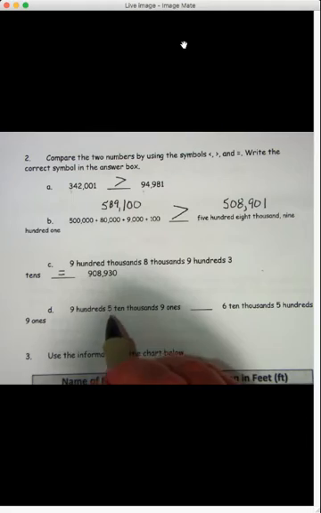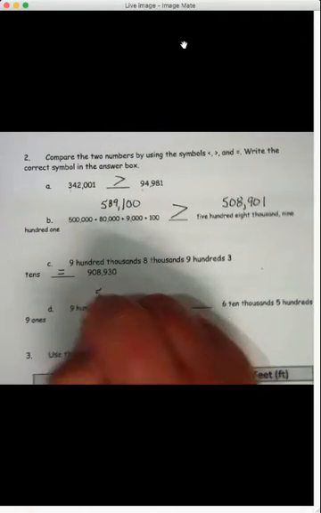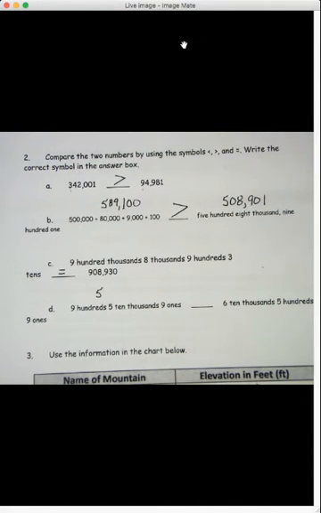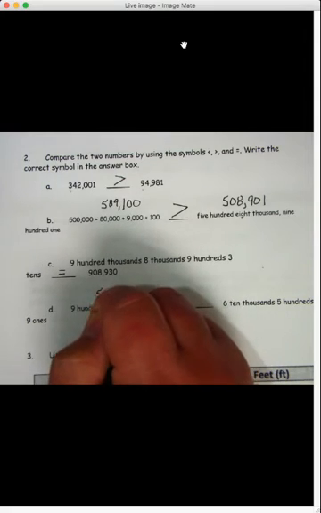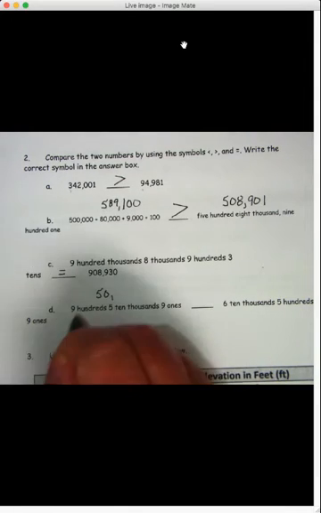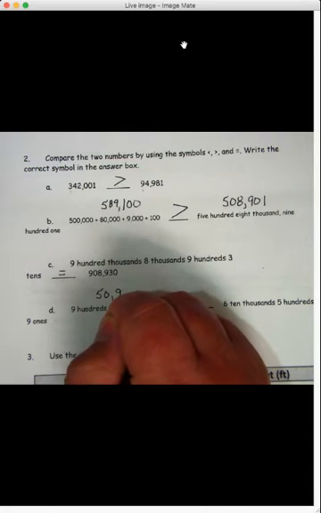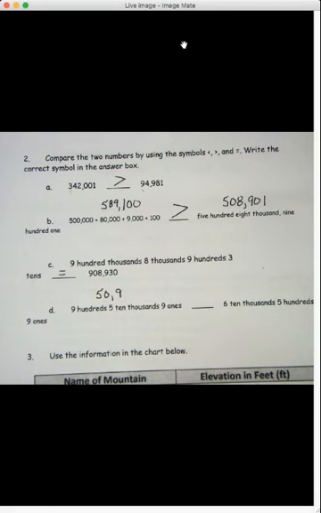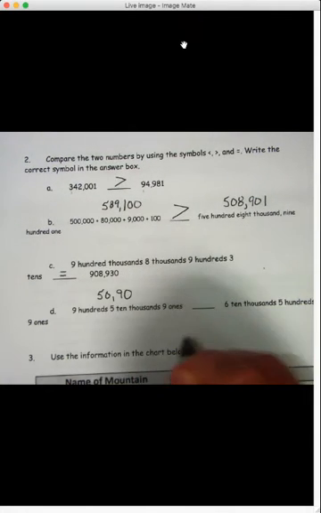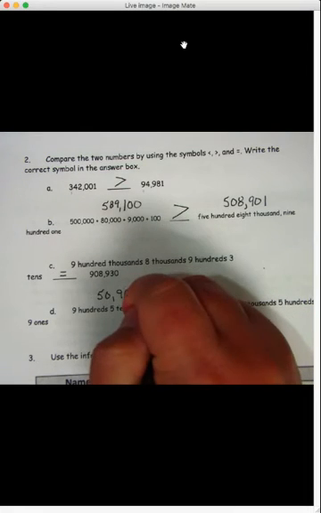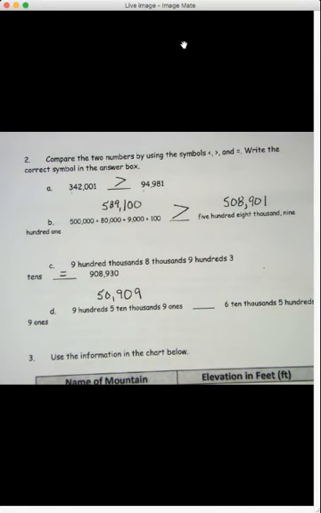This one has 5 10,000s. Do we have any thousands? No. So put our comma there. How many hundreds do we have? We have 9 hundreds. Do we have any tens? No. Do we have ones? Yes, we have 9 ones. So there's what that number looks like in standard form.